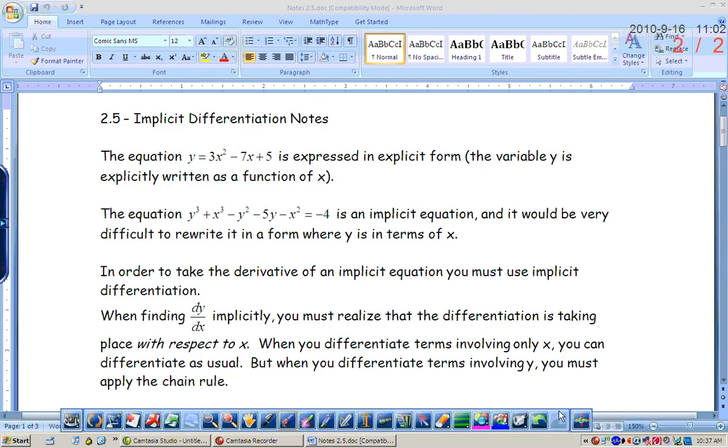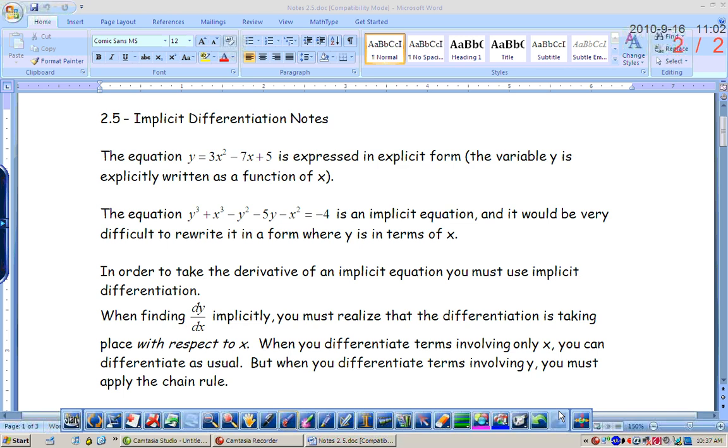All right, what we are doing today is called implicit differentiation. So we're still taking the derivative, but it's going to open up the door for us to take the derivative of different types of equations. So let me get a couple of vocabulary words in here first.